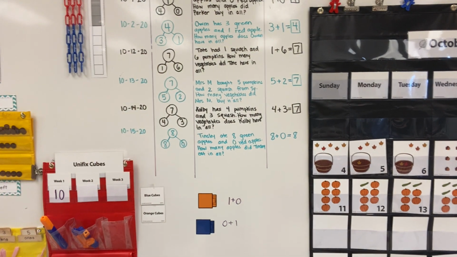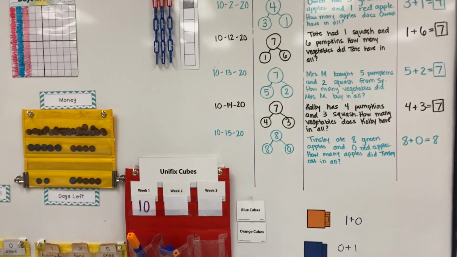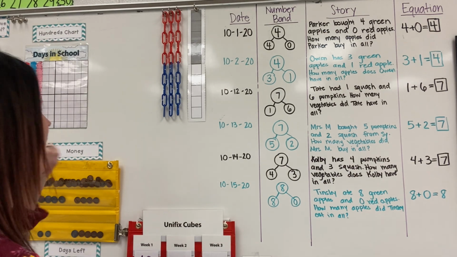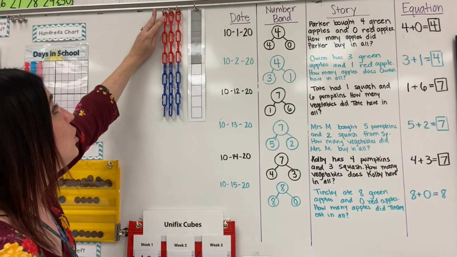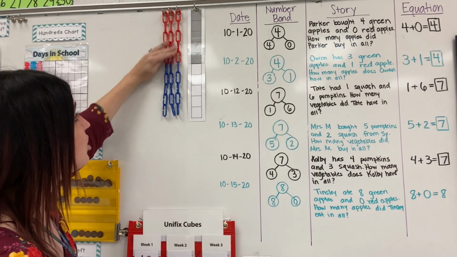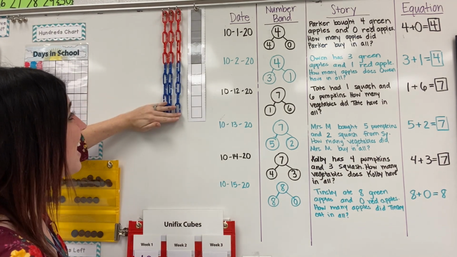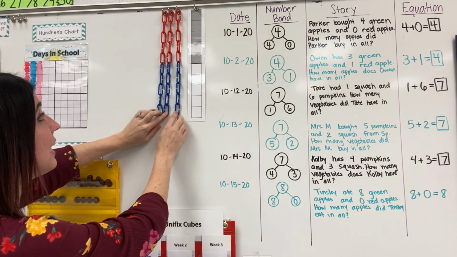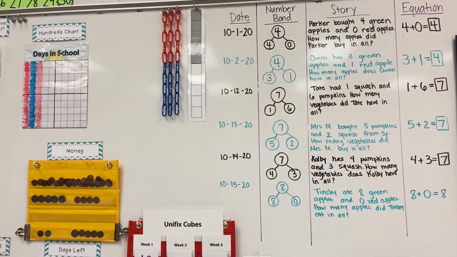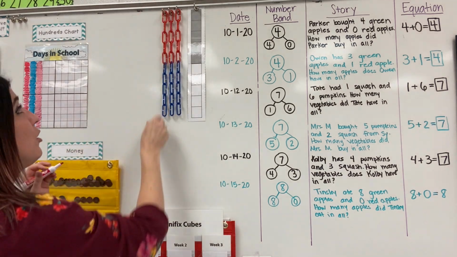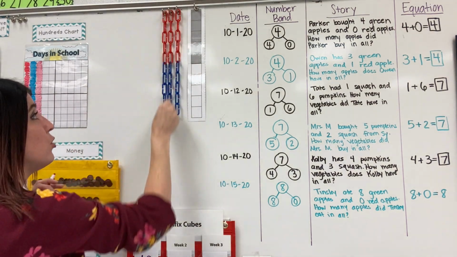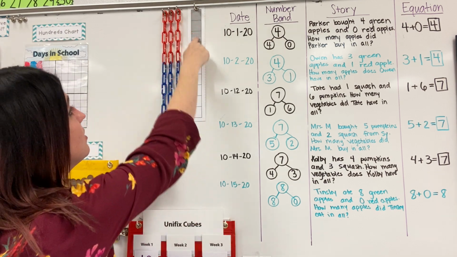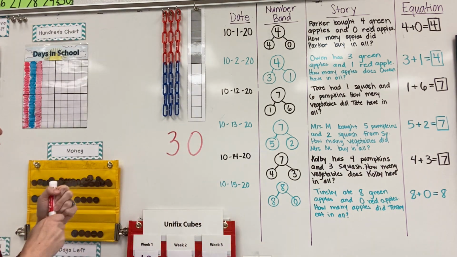All right, let's move on over to our chain links. We need to add a new chain link today. Now remember yesterday, if you were at school, you saw that we now have 3 chain links made out of 10s. So we have 10, 20, 30. We have 30 chain links right now. We have 3 groups of 10, and 0 over here. Right now we have 30.